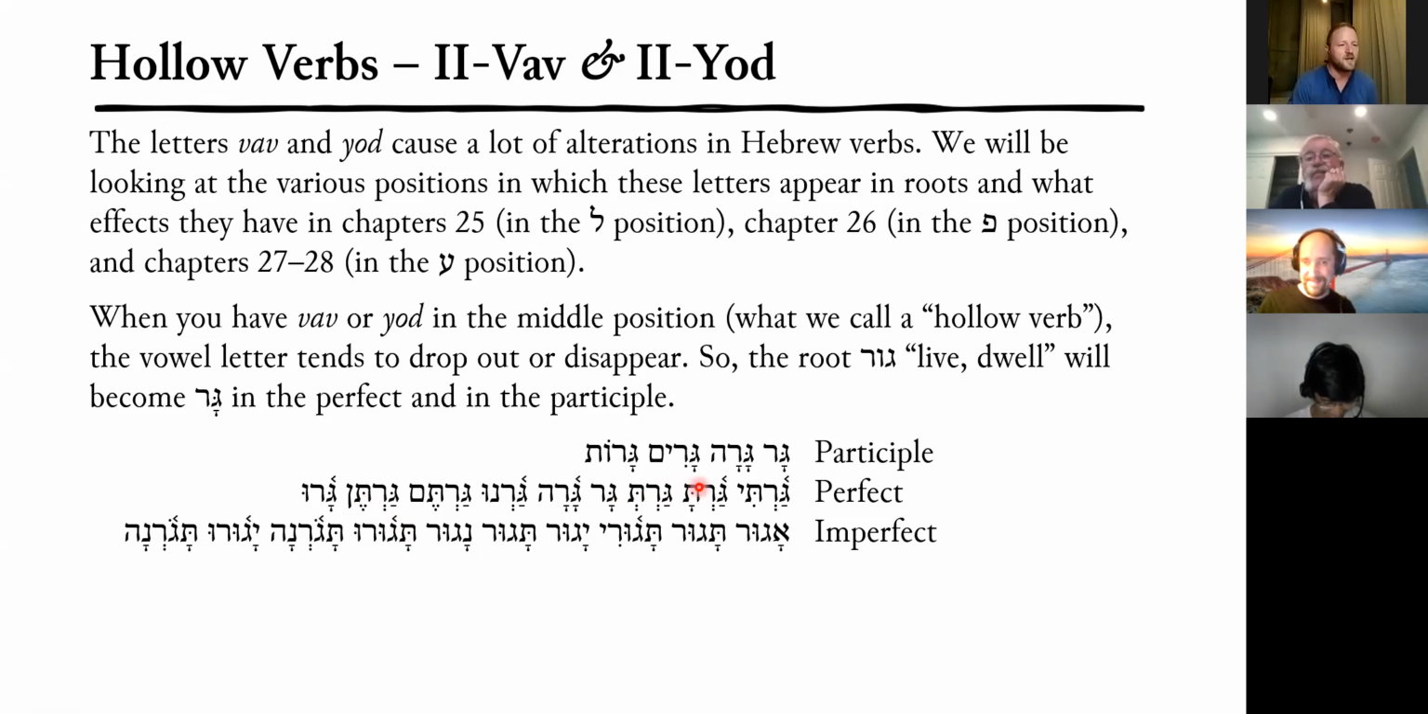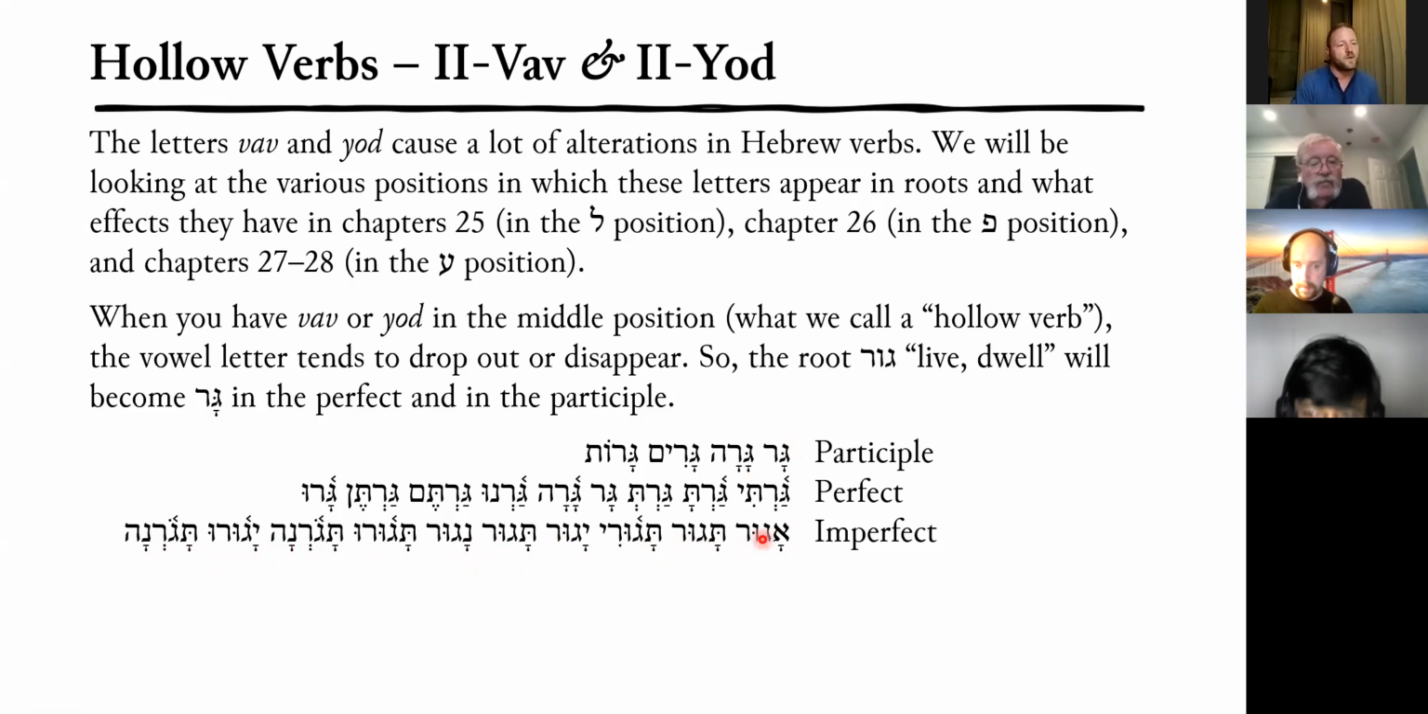So the participle is from lagul with the vav in the middle. It becomes gar, gara, garim, garot. The perfect, garti, I lived. Garti, I sojourned. Garti, garta, gart, gar, gara, garnu, gartem, garten, garu. Okay, you don't see the vav in the word at all. But when you get to the future, the imperfect, suddenly the vowel returns. And then you have agur, tagur, taguri, yagur, tagur, nagur, taguru, tagorna, yaguru, tagorna.